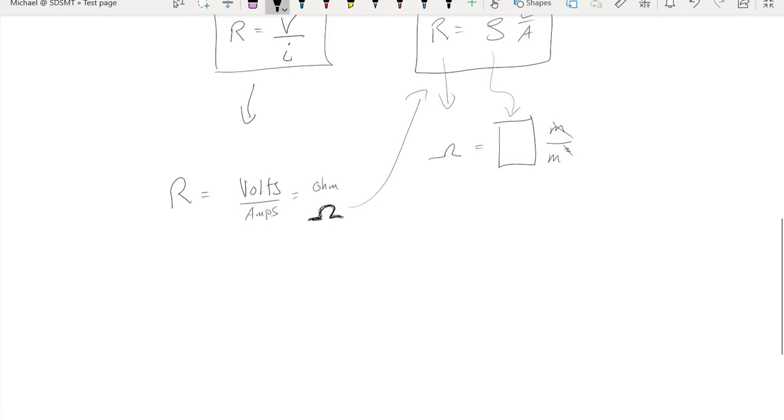On the left I have ohms, on the right I don't have any ohms, so I'll put those in there. But then ohms is the only thing I need. I don't need these meters down in the denominator, so I'll insert some meters into the numerator, and now everything is working out properly. The units of our resistivity are ohm meters.